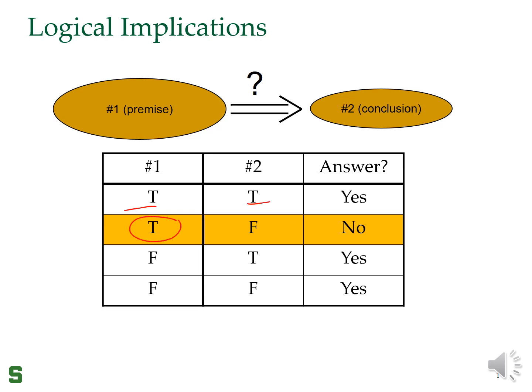Here we have a problem. Here the premise is true but the conclusion is false. We want to make sure that this never happens. If our proof is to be valid, we want to make sure that this never happens.